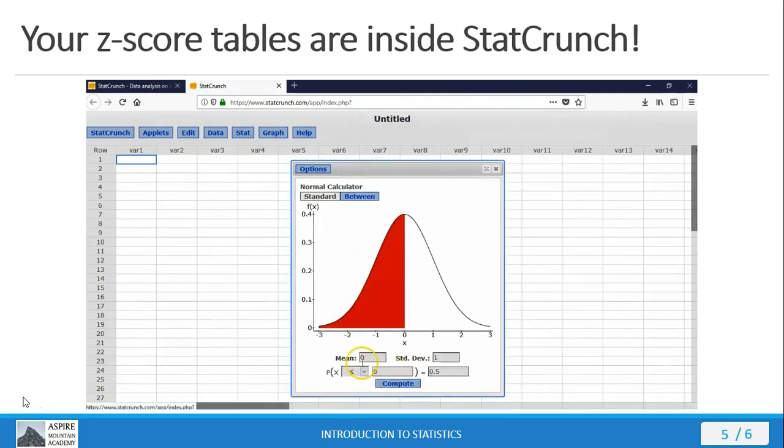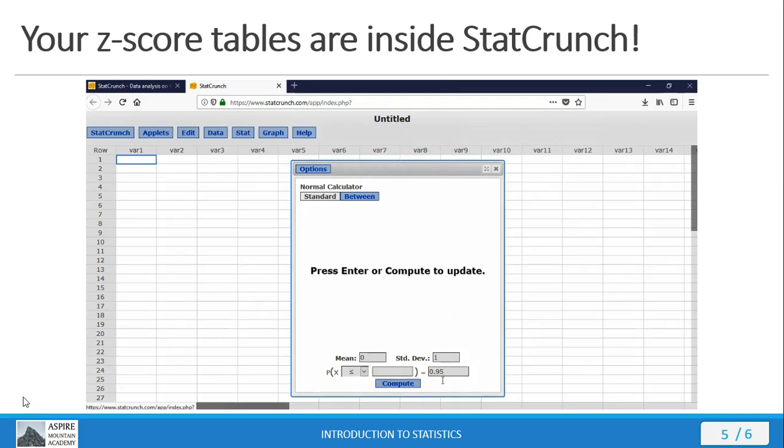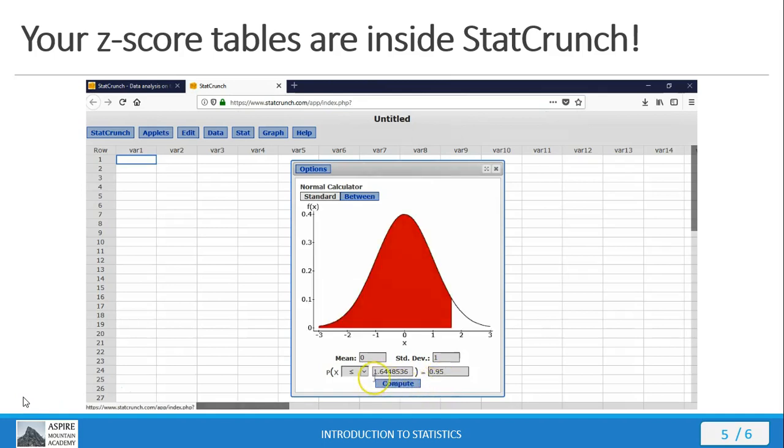You can see that the mean is 0 and the standard deviation is 1. That's the definition for standard normal. And to find the 95th percentile, it's really easy. The percentile is actually the percentage of values to the left. So the default here of less than is going to be what we want. Put in the percentile, 95th percent. And voila, there's my 1.645 that we calculated earlier with the z-score table. So really is that easy in Statcrunch.